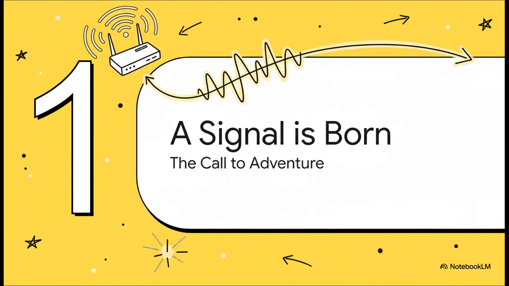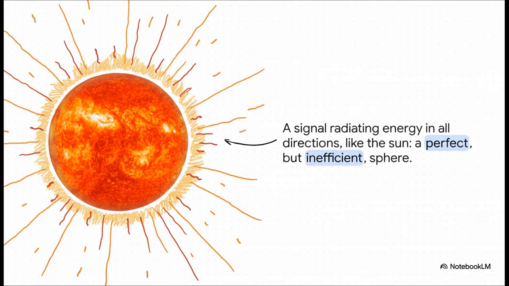Every great story needs a beginning, and for our Wi-Fi signal, it all starts here. A signal is born. You could call this its call to adventure. So, at its absolute most basic, a radio signal is just raw energy. The best way to picture it, think of the sun. It just radiates light and heat in every single direction all at once. It creates this perfect sphere of energy. That's kind of our starting point. It's powerful, sure, but it's also really, really inefficient if you're trying to send that energy to one specific spot.